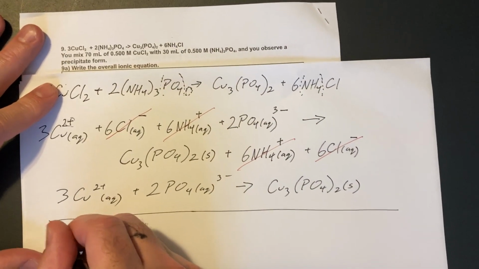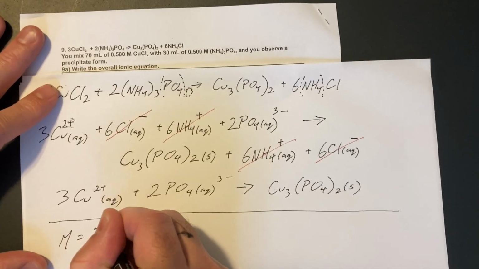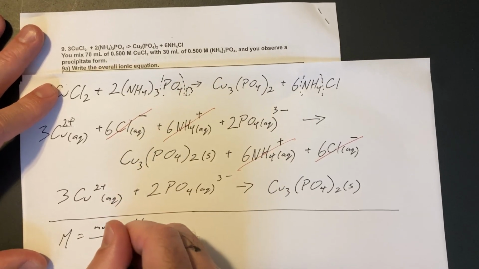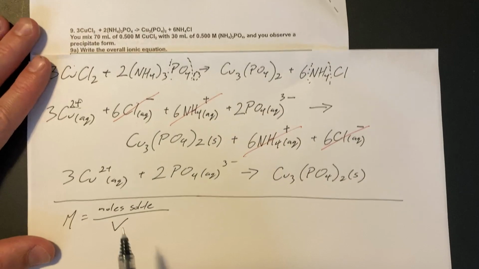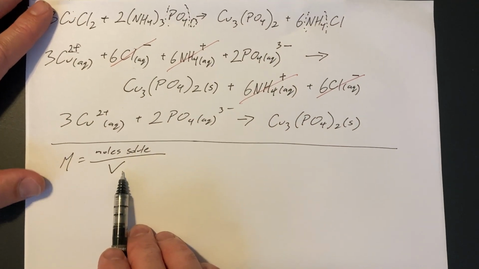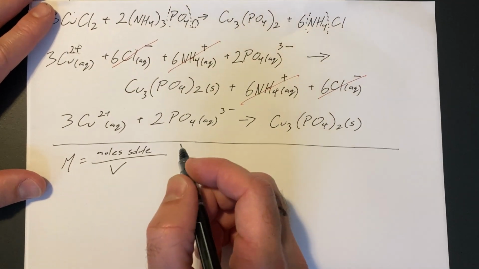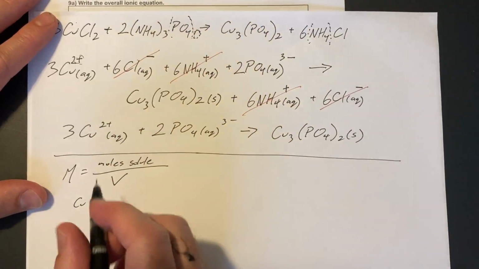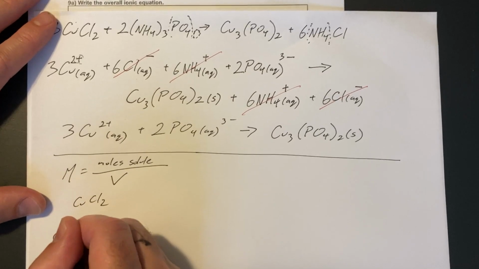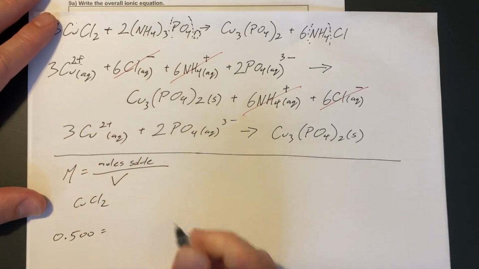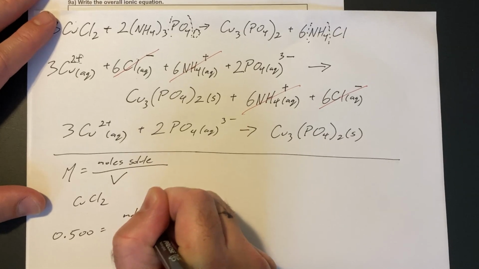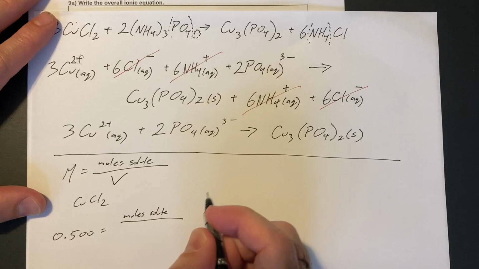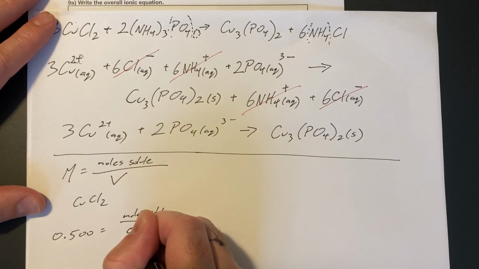You use this one. Molarity equals your moles of solute over the volume of your solution. Volume has got to be in liters. All right, let's do this for our CuCl2. We are given that the molarity of our CuCl2 is 0.5. We're trying to solve for the moles of it. And the volume is 70 milliliters. You've got to write it in liters though.